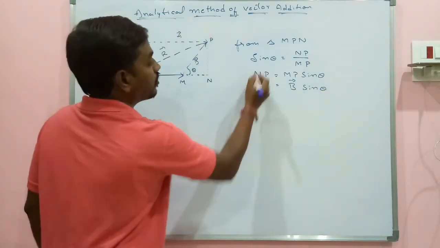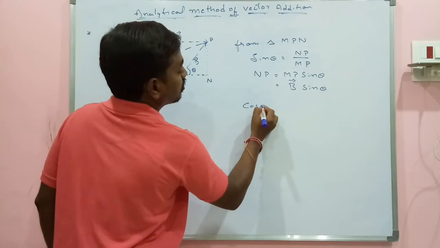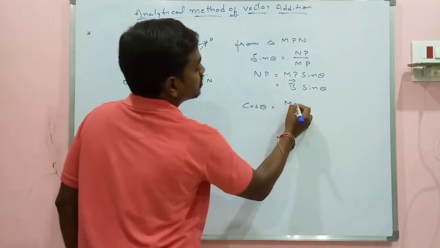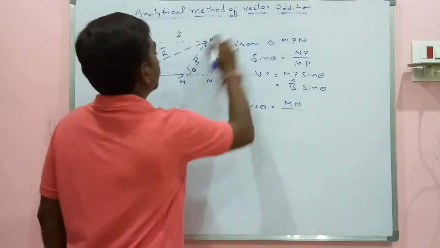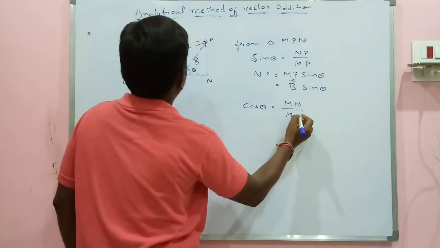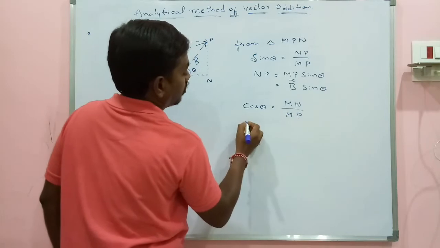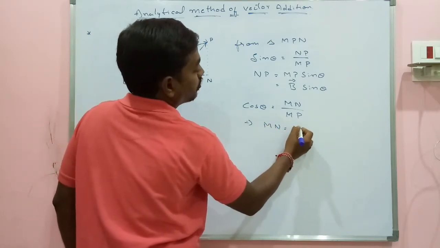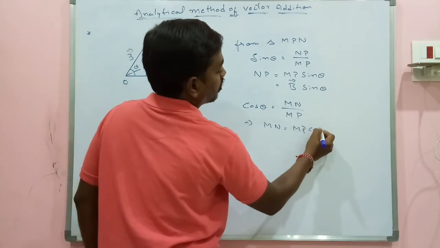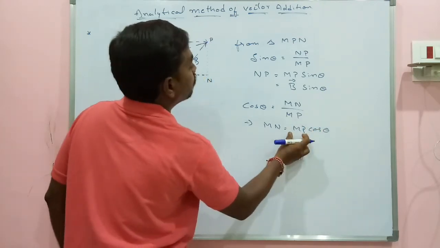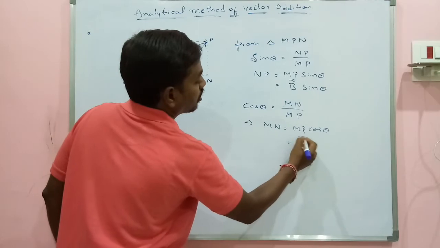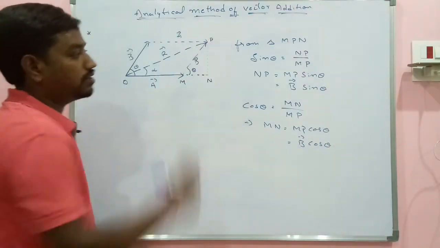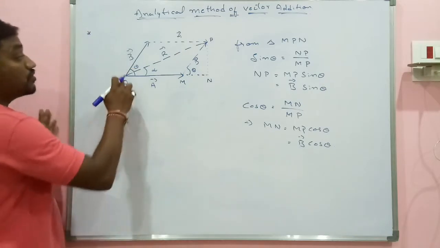Similarly, I can write a formula for cos theta also. Cos theta will be MN, adjacent side, by MP. From here MN will be equal to MP cos theta, that is, MP is again B, so B cos theta. So keep them aside. Now take this triangle.